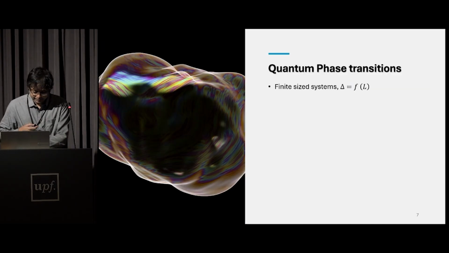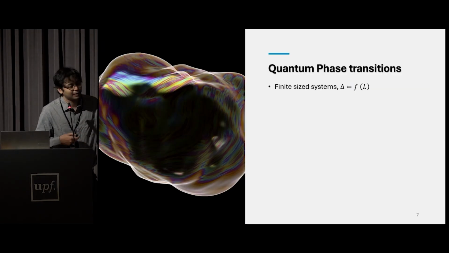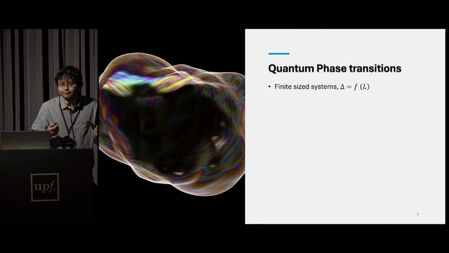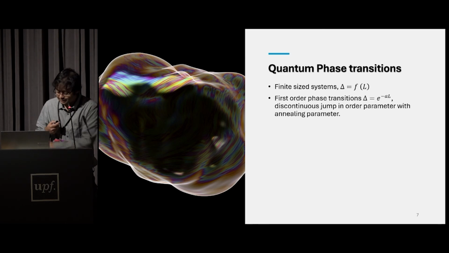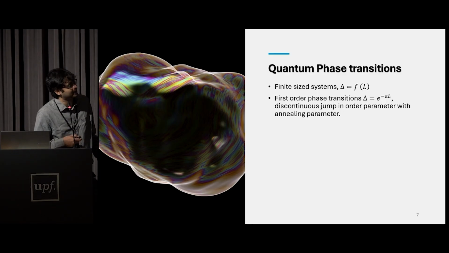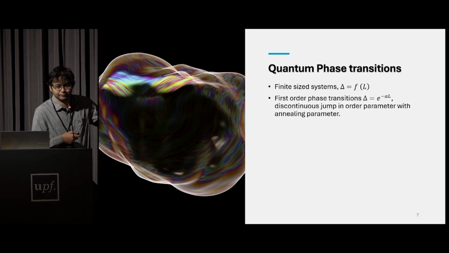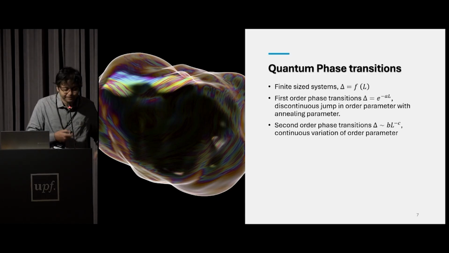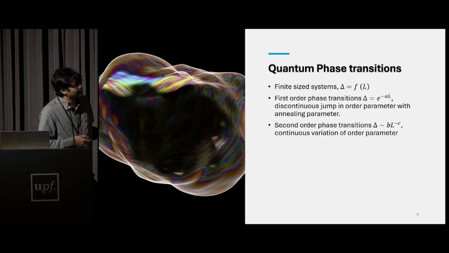So let's begin. For quantum phase transitions, if you have a finite size system, your energy gap is always some function of that size. Typically, there are exceptions, but typically if you have first order phase transitions, then this gap scales exponentially with system size. It's very small if you increase L. In an order parameter, this is how you define first order phase transitions, there is a discontinuous jump. On the other hand, in second order phase transitions, you typically have the gap scaling polynomially with system size. And this is much more benign.